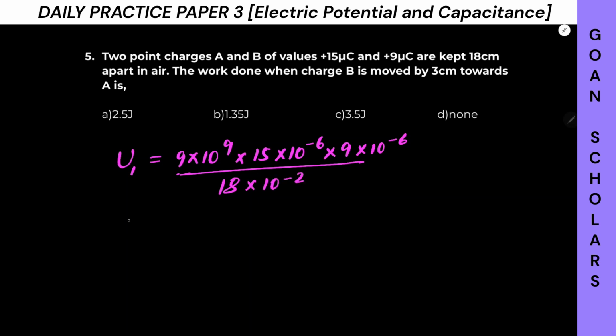Then we have to find U2. So first let me find U1. That will be how much? 9 9s are 81 upon 18 into 15 into, let's solve the powers, 10 to the power 9 and 10 to the power minus 12.